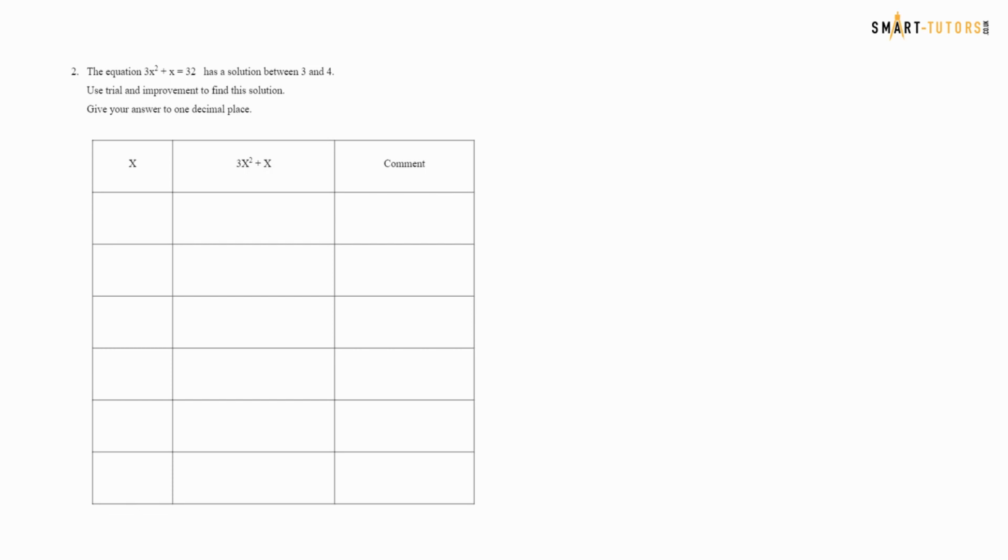Question number 2. The equation 3x squared plus x equals 32 has a solution between 3 and 4. Use trial and improvement to find this solution. Give your answer to one decimal place. So as we discussed in the first question, I'm going to draw the number line, the line between 3 and 4. So this is going to be 3 and this is going to be 4. And now the target for this one is 32.